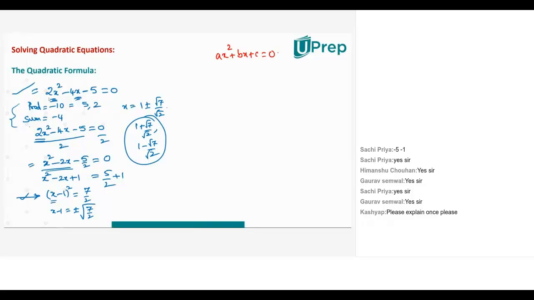For that, the right hand side being 0, I divided both sides by the number which is there at x square. Now in this case it is 2, so I divided by 2. Then what will happen to the equation? 2x square by 2 became x square. Minus 4x by 2 became minus 2x. Minus 5 by 2 is as it is, equal to 0 on the right hand side.